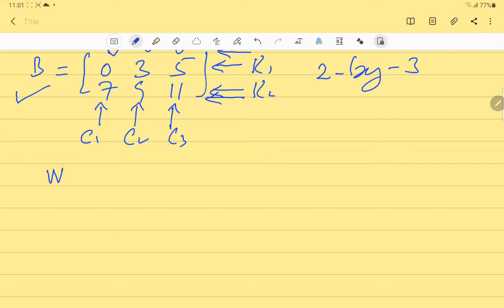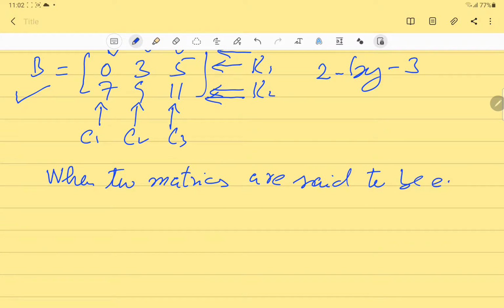When two matrices are said to be equal, there are two conditions that should be fulfilled. Number one, their order should be the same, that is, their number of rows and number of columns should be the same. Then their corresponding entries should be the same.